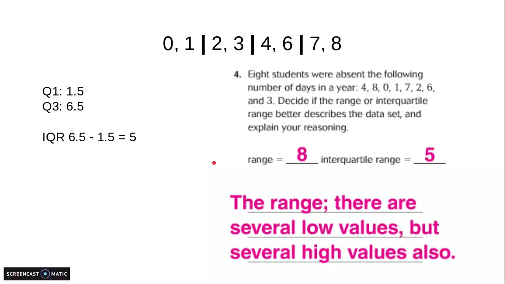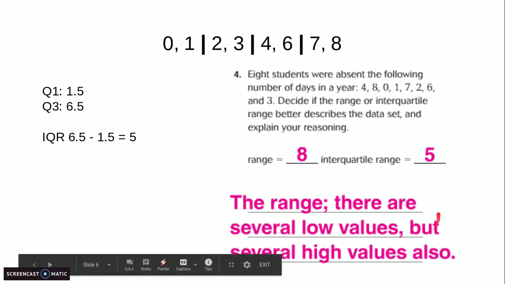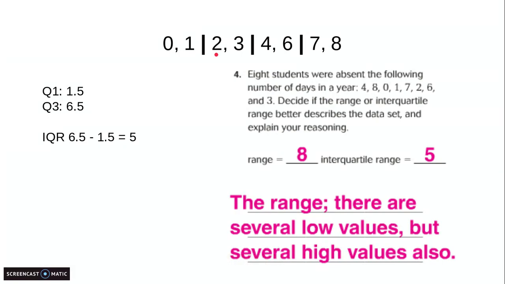Now for this one, we're actually going to choose the range. I don't know if we ever chose the range as your best measure of variability, but this time we actually did. Why do we pick the range? Well, let's read what it says. There are several low values, but there are also several high values. So there are some low ones like 0, 1, and 2, but there's some big ones like 6, 7, 8. And there's not a big difference between your range and interquartile range. This was what I said in the previous lesson. If your range and interquartile range don't have a very big disparity, range is going to be the one that you choose. You don't have any outliers here. If this was a box and whisker plot, you'd have no long whiskers.